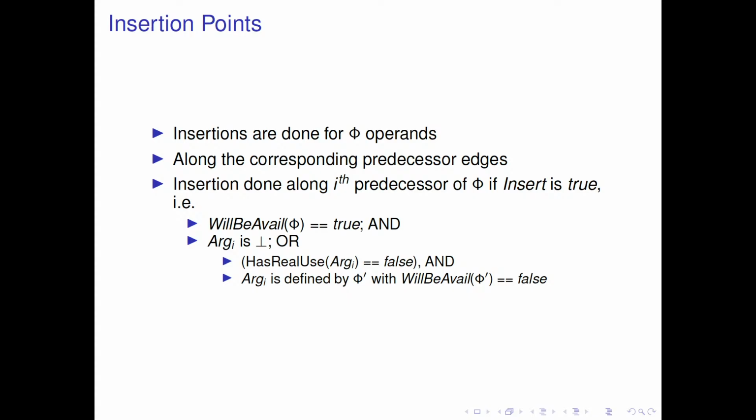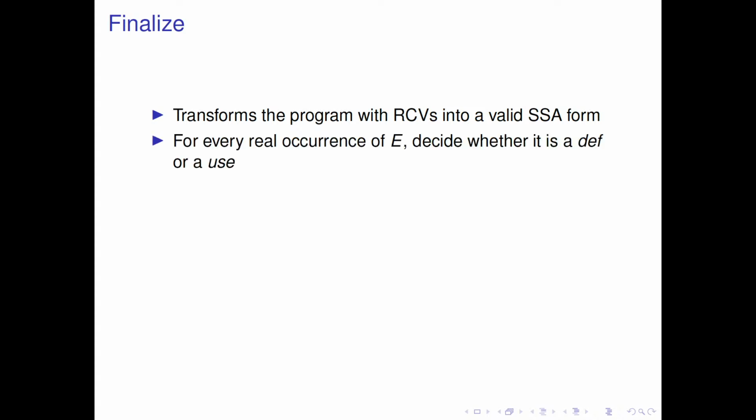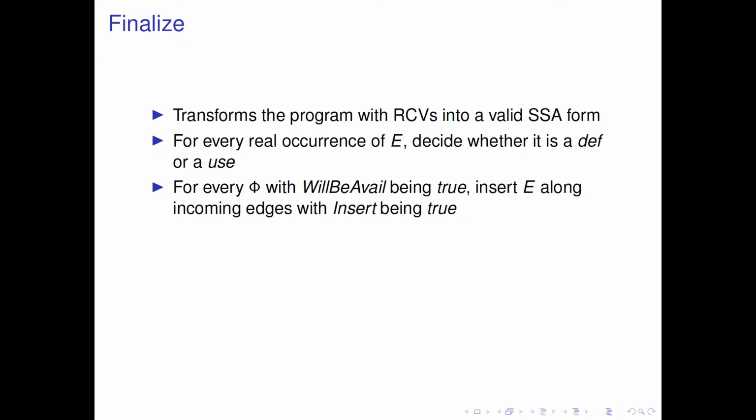After that, you just have to do some finalization. You transform the program with redundancy class variables into a valid SSA form. See, those redundancy class variables were temporary things we introduced to keep track of expressions. Now you remove them and actually introduce corresponding expressions with the variables in SSA form. Okay. At this point, you have to decide for every real occurrence of E whether it is a def or use. Why is this important? If it is a def, you have to say T0 equal to A star B. If it is a use, you have to replace that by T0. Okay. So for every phi with will be available being true, insert E.